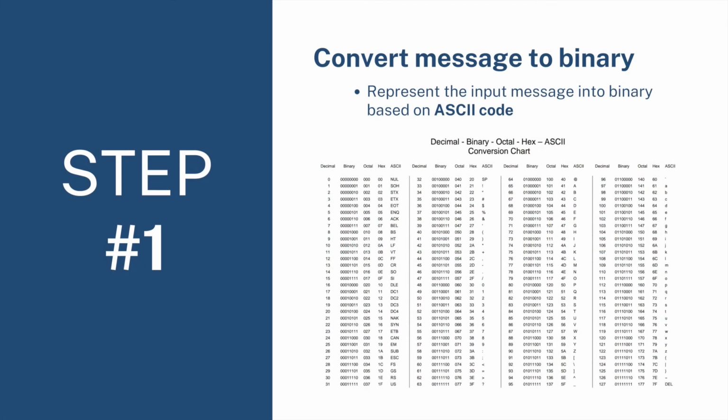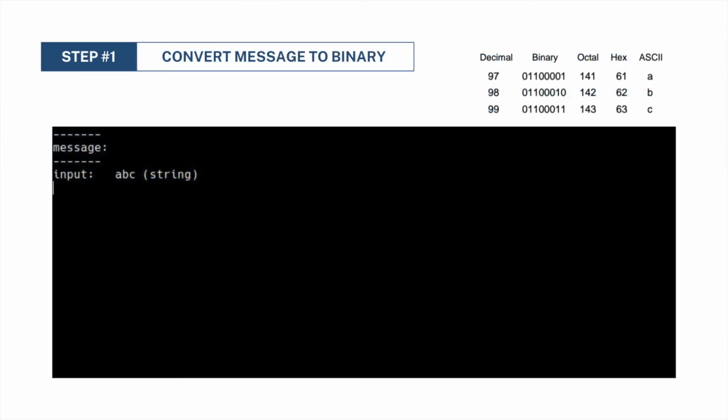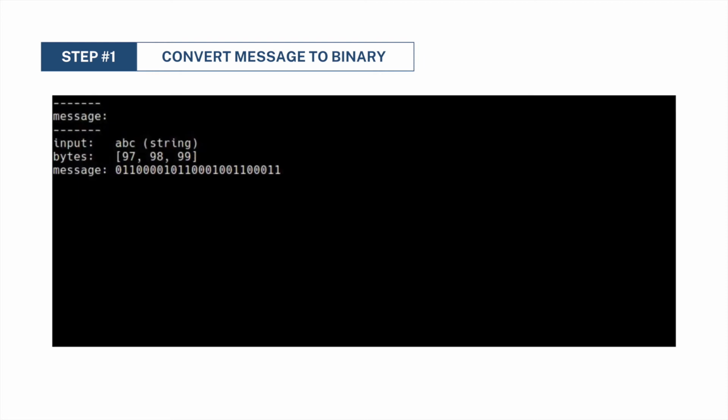The first thing we have to do is convert our message into binary. How so? There is what we call the American Standard Code for Information Interchange, or simply the ASCII code, which assigns one particular value for every character. So, using this, we just simply get the number assigned to each character in the message and correspondingly convert it into binary. So, say for example, we have the input ABC. Based on the ASCII table, A is equal to 97, B is 98, and C is 99. Converting these numbers to binary, we have the following bit string.